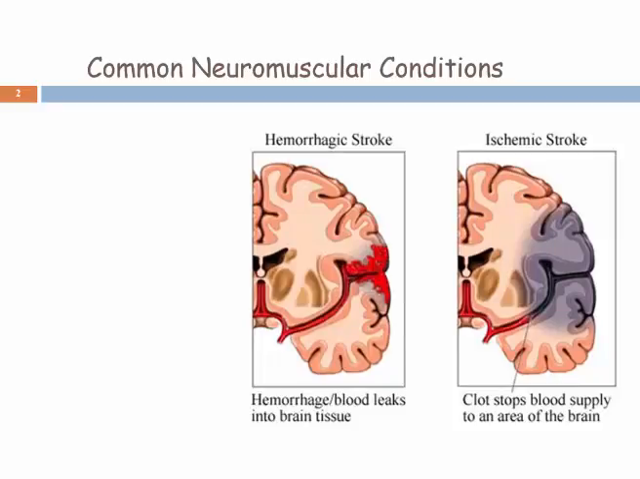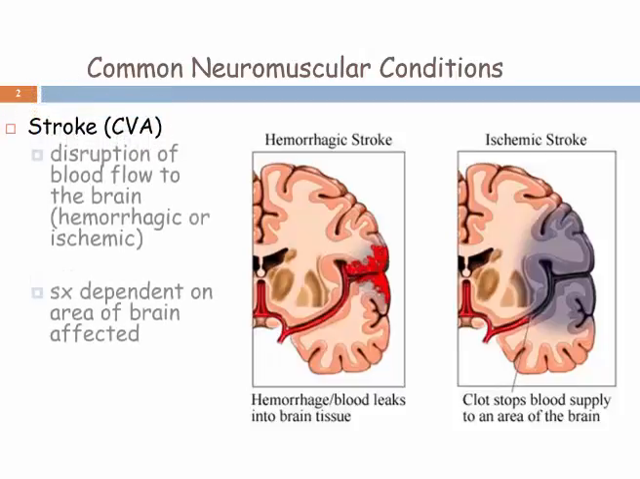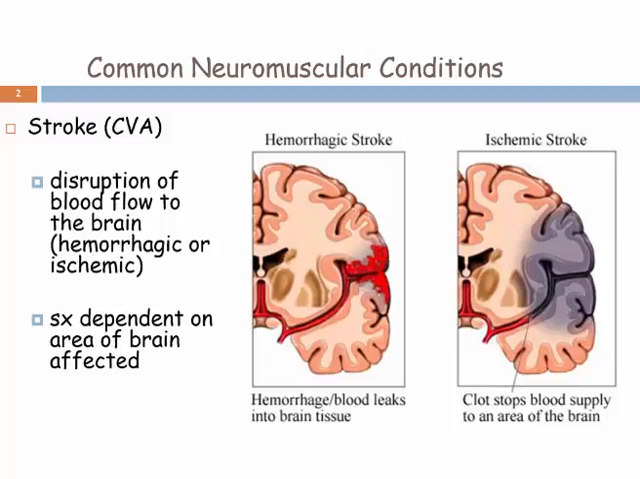The first common neuromuscular condition we will discuss is a cerebrovascular accident, or CVA. This is more commonly referred to as a stroke. This occurs from disruption of blood flow to the brain. Disruption of blood flow can occur in one of two ways.